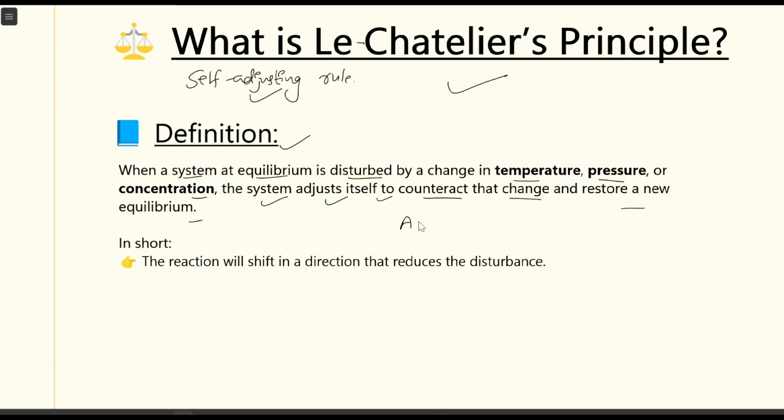So this simply means that suppose A plus B giving C is a reversible reaction, and at a certain temperature, pressure and concentration, this system is at equilibrium. Now one of these three is changed: either the temperature, or pressure, or concentration. Then the equilibrium of this system will get disturbed. After a certain time, the equilibrium will again be retained. So this is called Le-Chatelier's principle. After the change in temperature, pressure or concentration, the system adjusts itself to counteract that change.